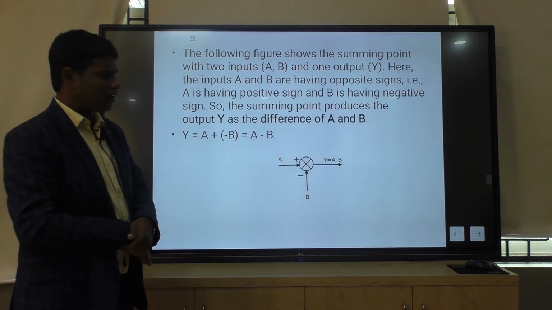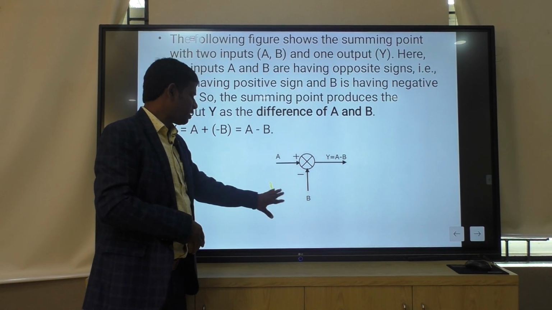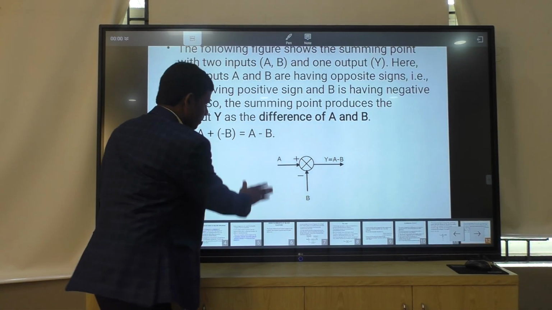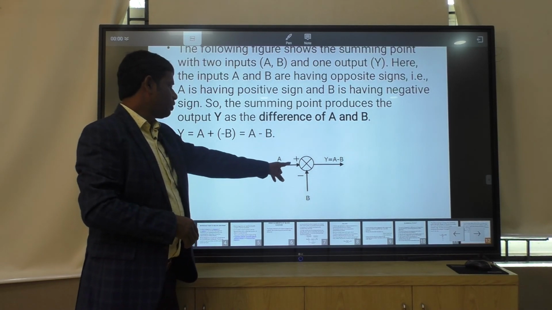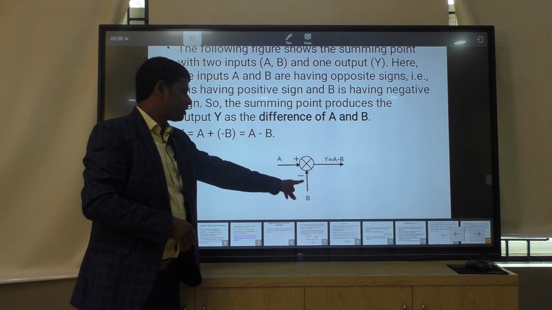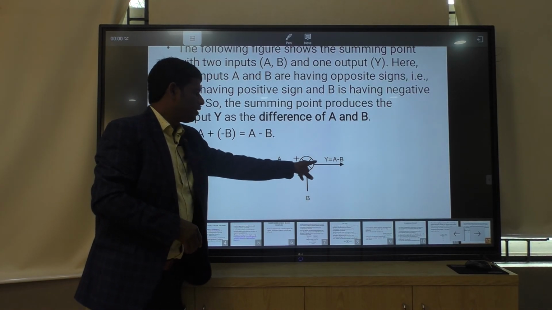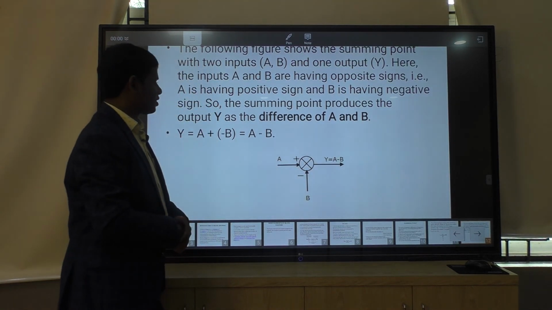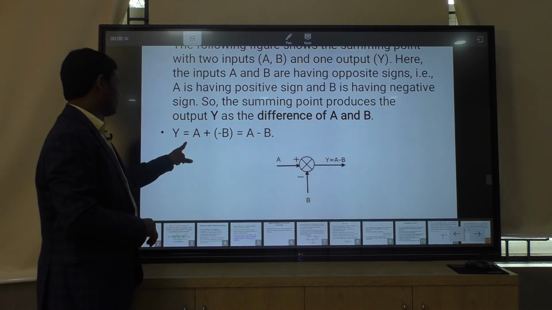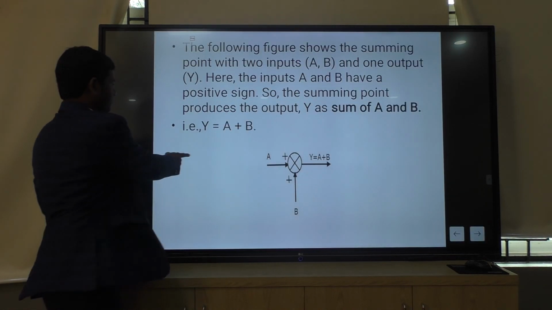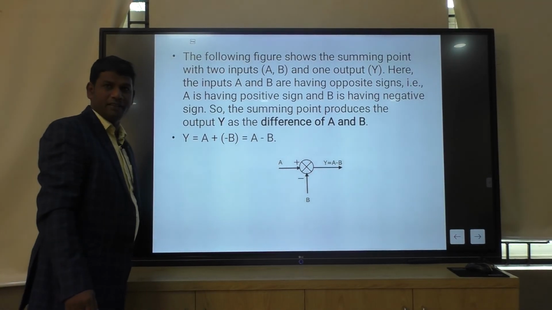Another example here. If one signal is positive and the other is negative, meaning A and B, two signals, we have to subtract them. If two signals are subtracted, then we use this type of summing point. The positive signal gets a plus and the negative signal gets a minus. So signal A and signal B are both put in a summing point and the output signal Y is equal to plus A and minus B, which is A minus B.